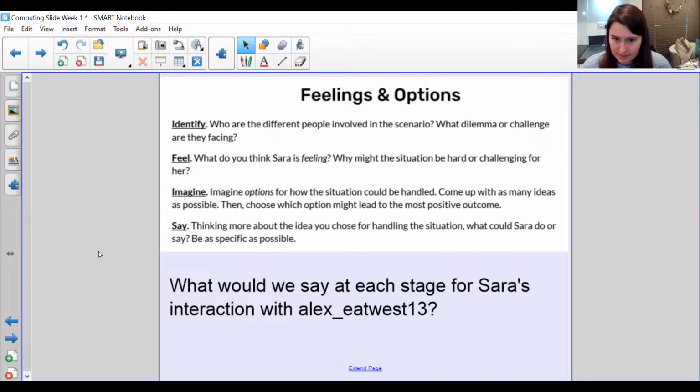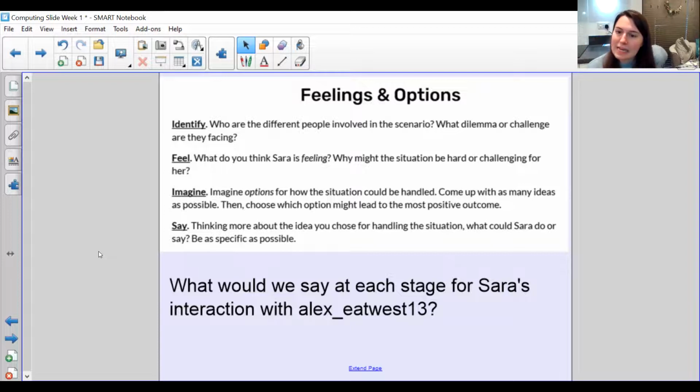Imagine the options. What could happen? Again, if it be Sarah or be yourself, right, I could do this, or I could do this, or I could do this. Now, once you have an options list, then you need to decide which one would lead to the most positive outcome. Maybe a few of them would, but one of them will ring true to you, like, actually, I think that will get the best result. And then you need to pick your solution, and you need to think about what you are going to say either to that person or to another adult to resolve that situation.